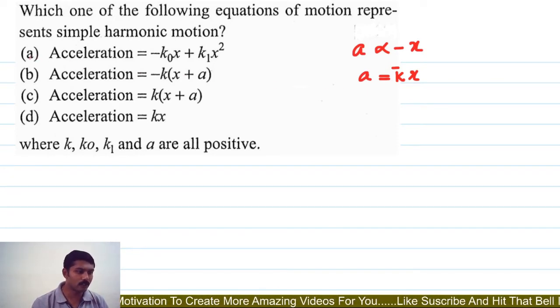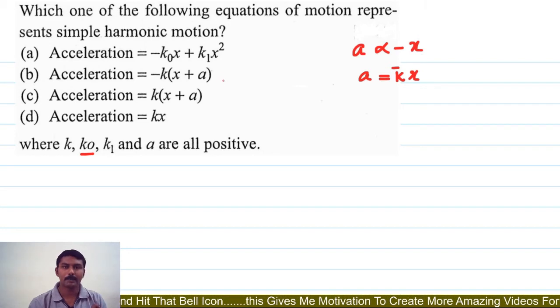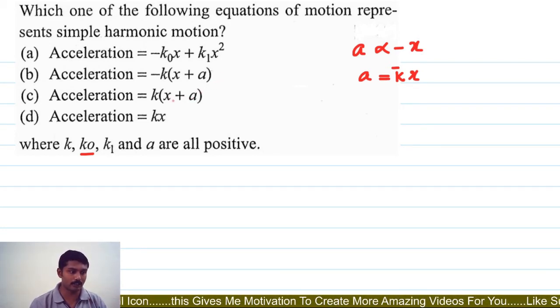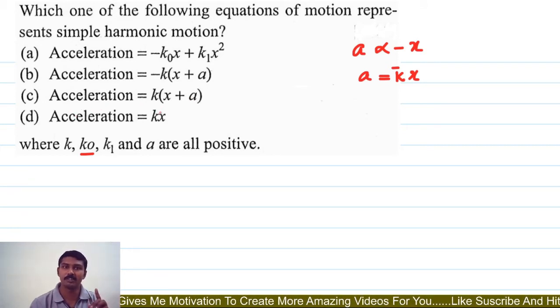If you look at the first option, acceleration is equal to minus k naught, which can be a constant according to the question, into displacement. It is fine. But the second equation has a second order of x, which means it doesn't qualify as simple harmonic motion. If you look at the second option, acceleration is equal to minus k into (x plus a). Definitely, it can be called simple harmonic motion. But before that, let's go to the third option: acceleration is equal to k into x. Make sure there is no negative sign there, so that doesn't qualify.